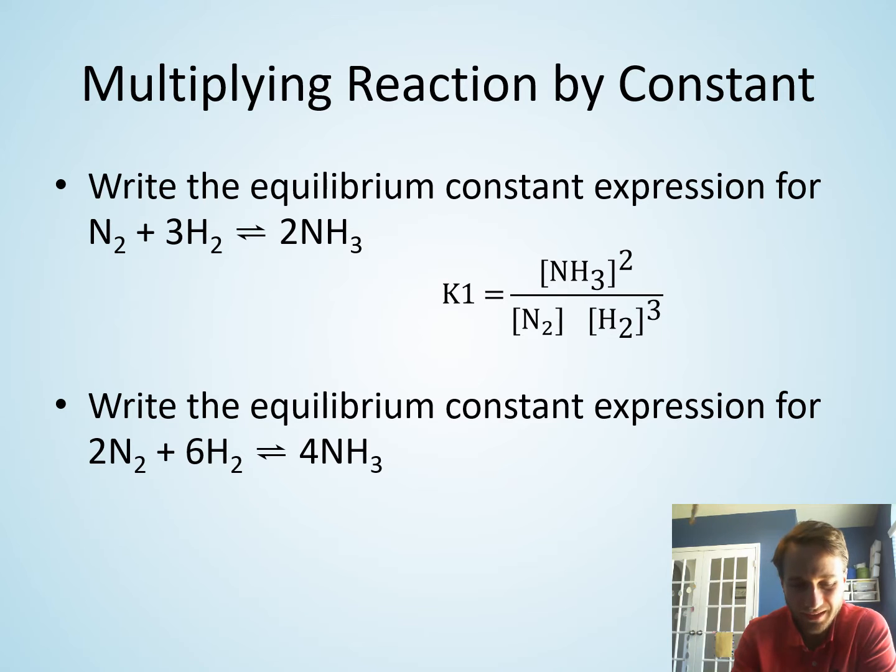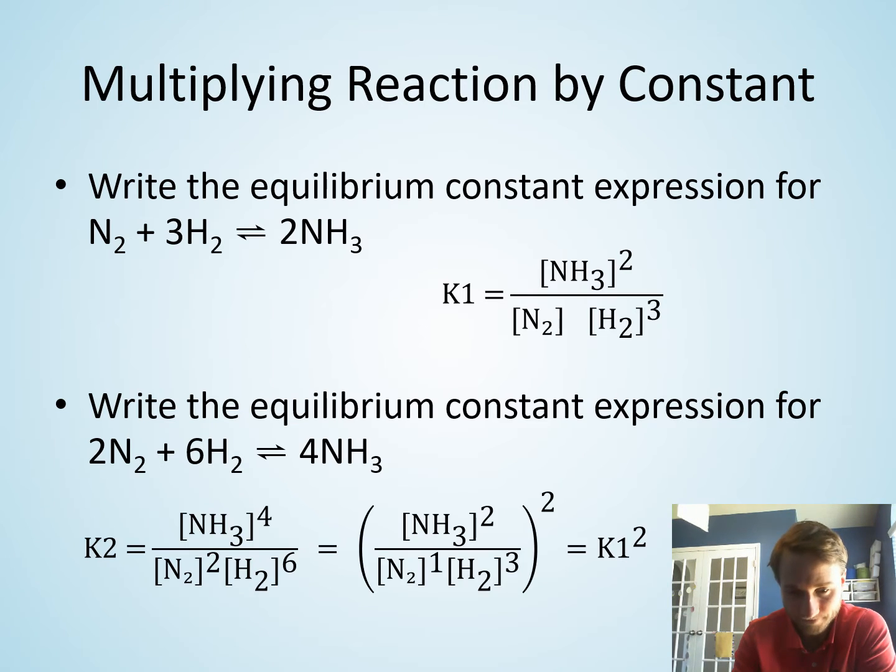Now, if I take that chemical reaction and I multiply by 2, I would get 2N2 plus 6H2 going to 4NH3. The equilibrium constant for that reaction would be NH3 to the 4th divided by N2 squared divided by H2 to the 6th. Which just happens to be the same thing as NH3 squared over N2 to the 1 times H2 cubed, all squared. That thing in the parentheses is just the equilibrium constant of the original reaction, K1. And so K2, my new equilibrium constant, just equals the original equilibrium constant squared.